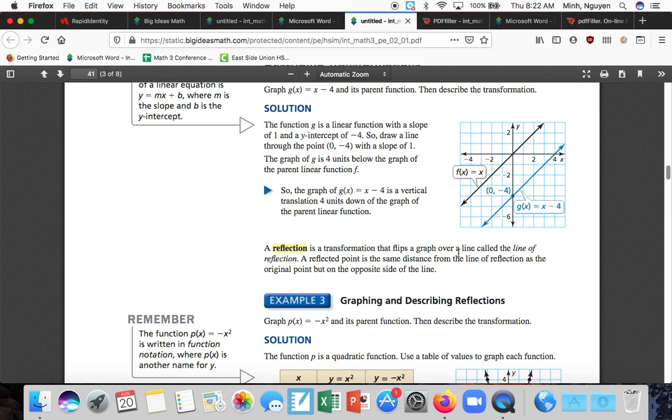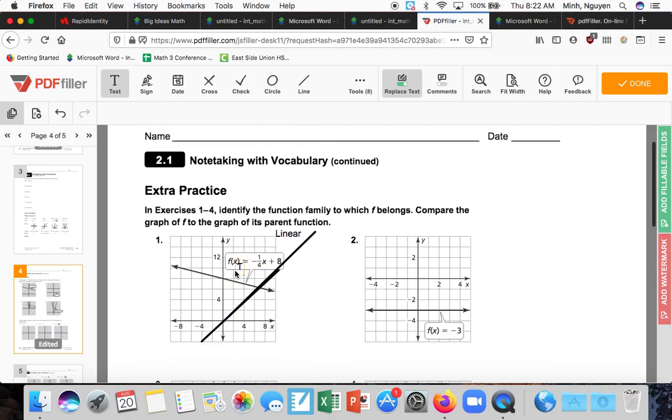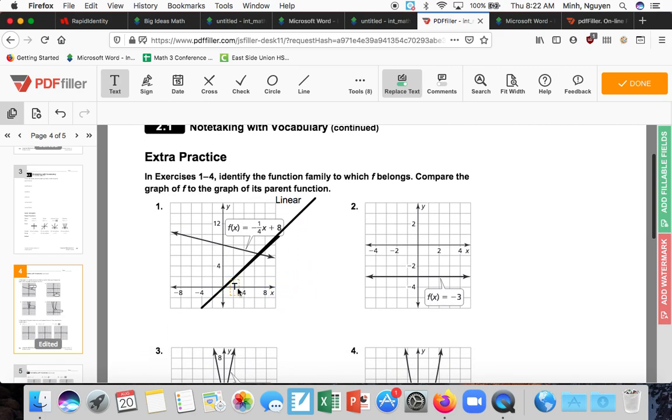A reflection is a transformation that flips a graph over a line called the line of reflection. A reflected point is the same distance from the line of reflection as the original point, but on the opposite side of the line. All that to say, in this case, we do have a reflection because we went from going up to going down. So this is a reflection. Specifically, an x-axis reflection. Although when you're dealing with lines, linear, I don't think it matters. For other functions, it gets more complicated and you do need to know which axis. So let's just specify and start off by saying this is an x-axis reflection.